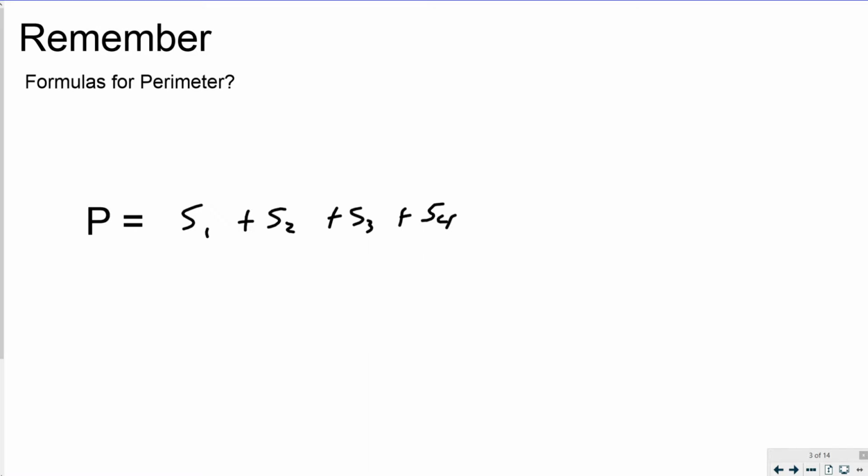Just remember that the formula for the perimeter of any four-sided shape is to add all four sides together. In a parallelogram, where opposite sides are congruent, there is a second formula, and that would be 2 times side 1, because the other side is congruent, and then these two will be congruent as well, so it would be 2 times side 2 as well.